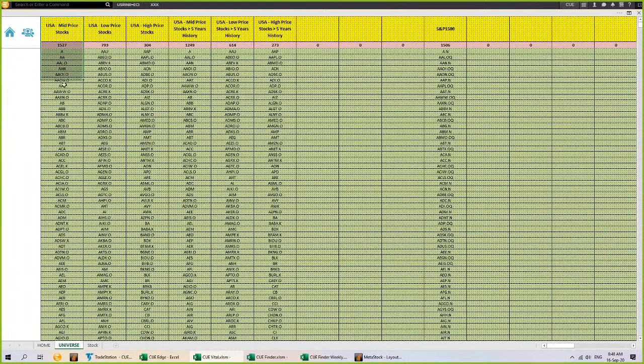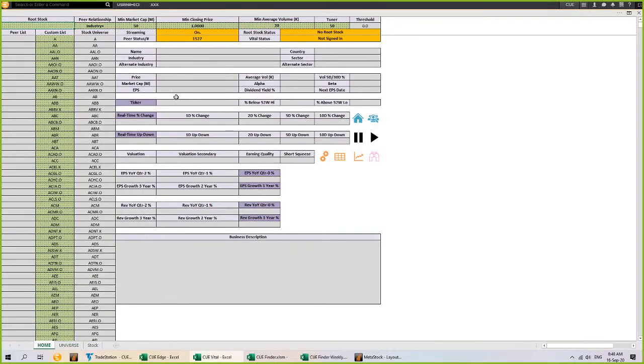So I have created stock universe for mid price stocks, low price stocks. I have added a high price stocks also, though I may not trade high price stocks so much. I'm not going to trade Amazon, certainly too expensive for me. In any case, I have created the lists. Let us focus on the mid price stocks. This list has 1527 stocks. Let me look at their scorecard and try to find the stock that I bought.